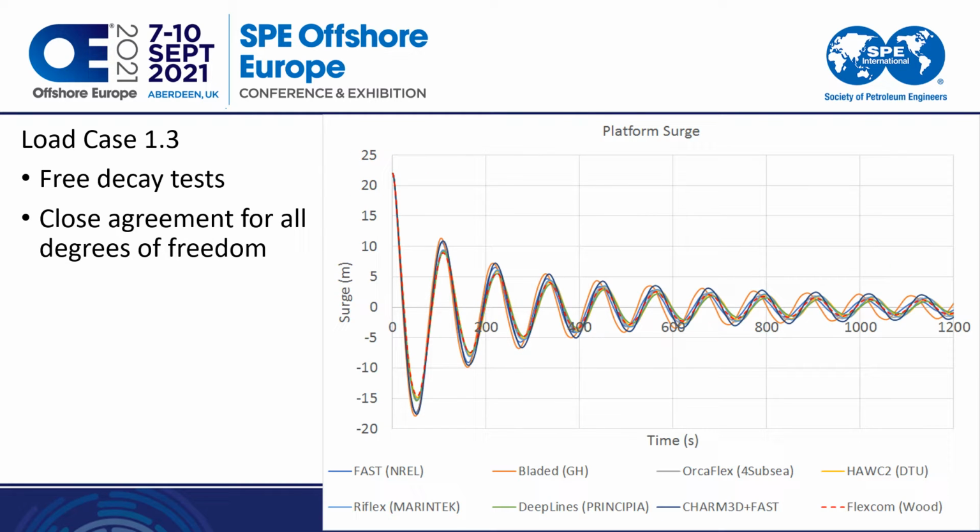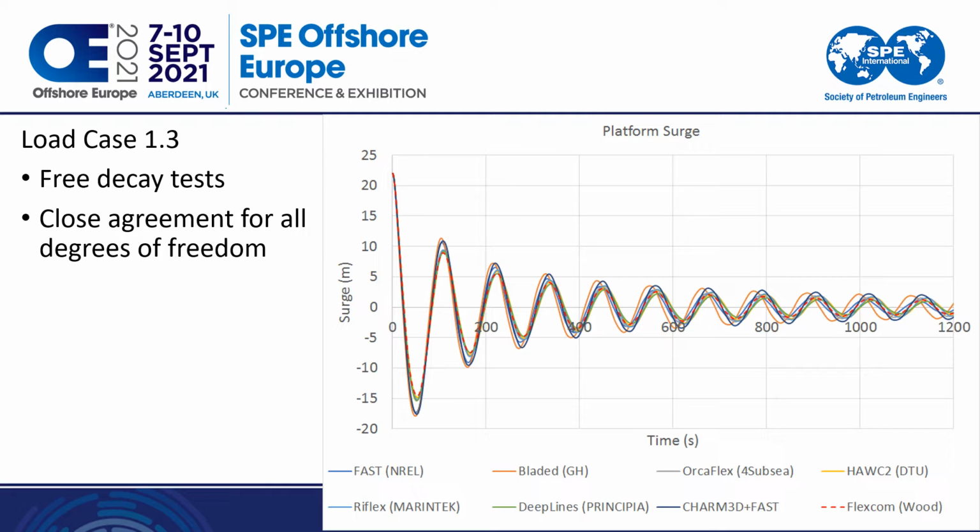Load case 1.3 looks at free decay tests in all the 6 degrees of freedom. The graph on the right just shows platform surge, but equally, there's good agreement between all the software tools for surge, sway, heave, and roll, pitch, and yaw. So there's good agreement in all degrees of freedom.